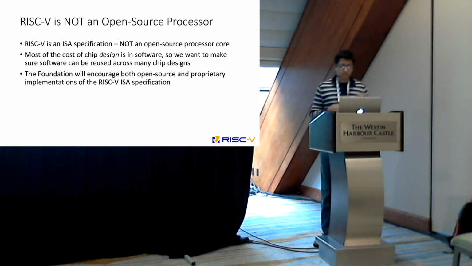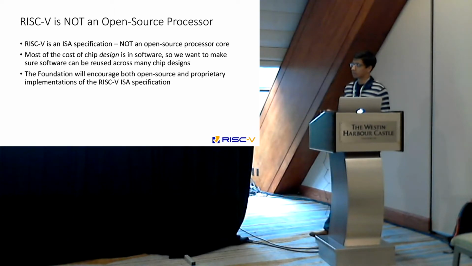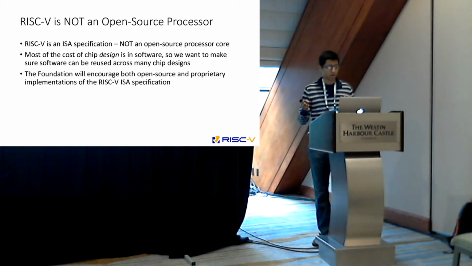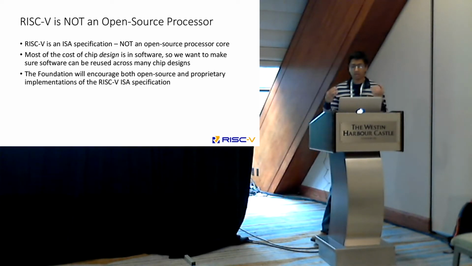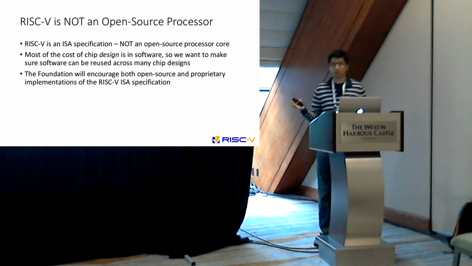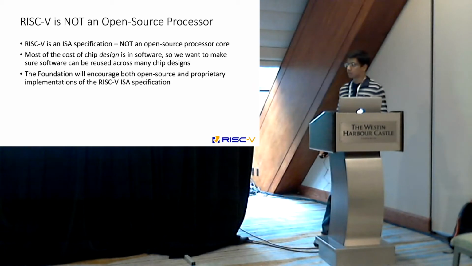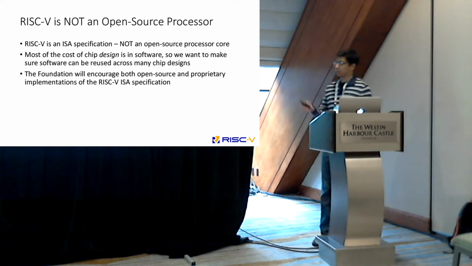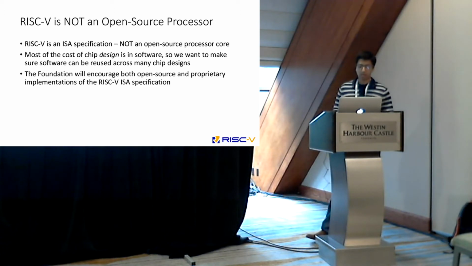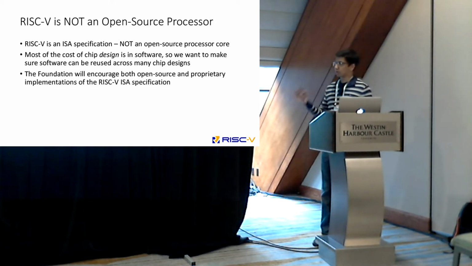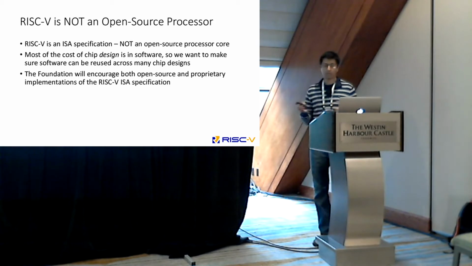And the reason for doing it this way is that most of the cost of chip design is in the software. So bringing up the huge software stacks that run on a particular chip in advance, conforming to one standard ISA, means you can reuse this across a bunch of different chip designs. And the goal of the foundation is to make sure the ISA grows well, has feedback from the community, and we want to encourage both open source and proprietary implementations of the RISC-V specification.